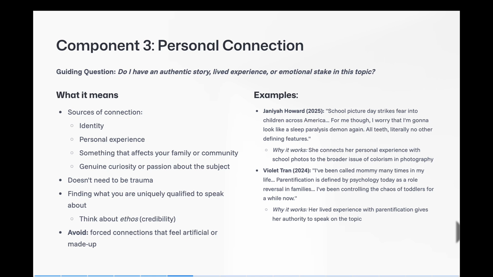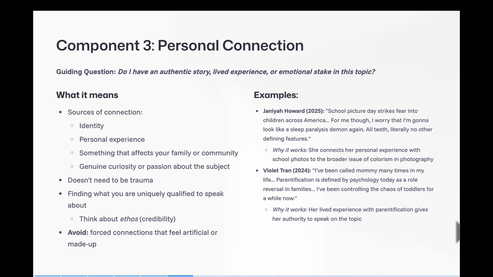And that's interesting. Or Violet Tran, a speaker in 2024, gave a speech on parentification, which is defined as role reversal in families where siblings are now having to do the parental work of raising children. And again, I think her lived experience with that gives her authority to speak on the topic. So in general, finding things that speak to either your generation or your identity or your experiences just adds credibility, in addition to making the audience feel a more authentic and genuine connection from you.